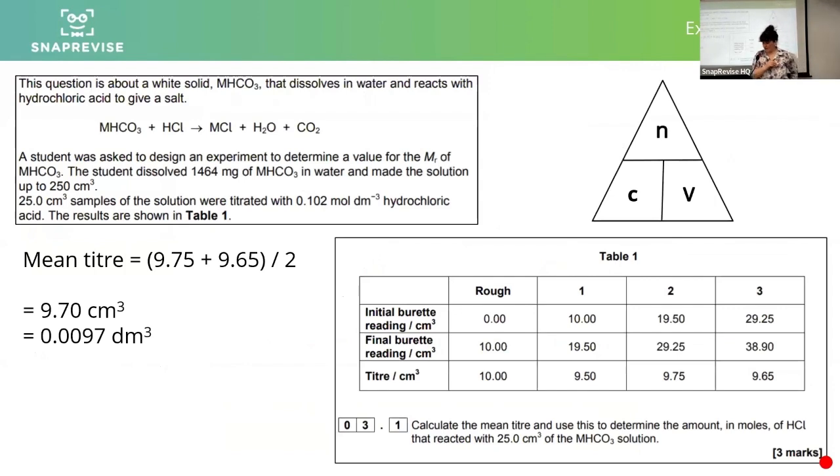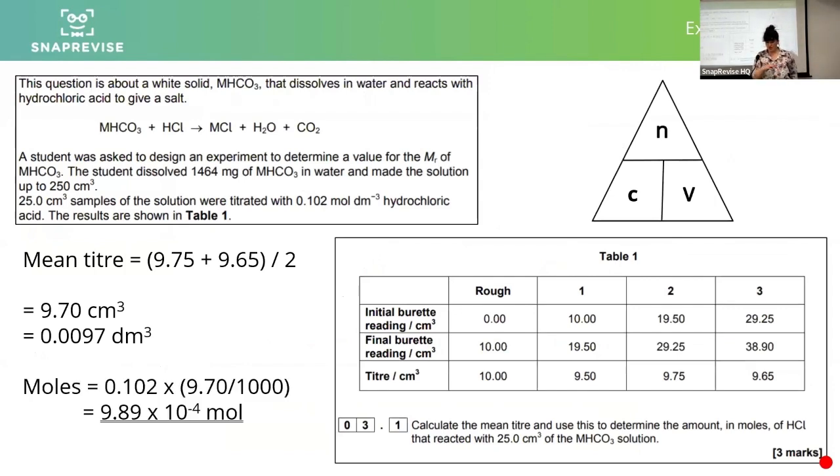So if you were to have a go, this is what answer you would get. I'm not going to go through it now because we are low on time. And you'd need to use your C and N equals CV equation, which you could put into a triangle if you wanted. Please feel free to have a go at those. Again, we will send the answers over at the end.